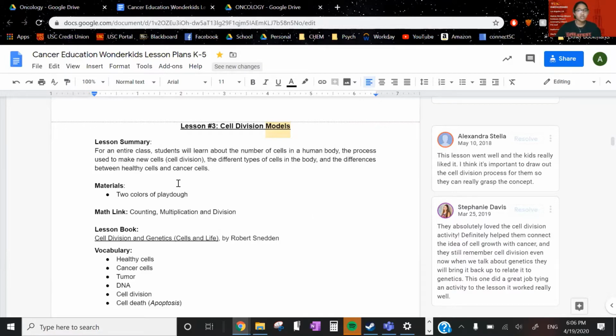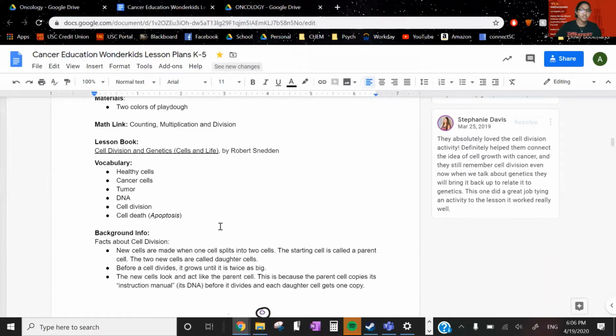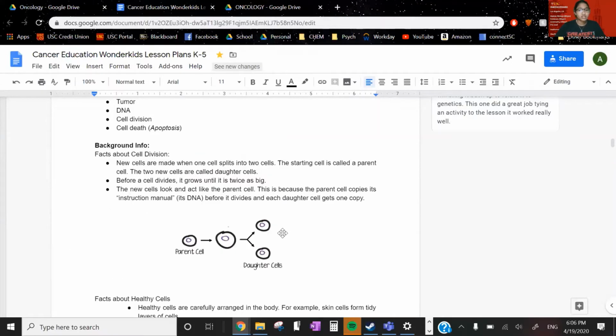So really your materials are just Play-Doh. You can use one or two different colors, it doesn't really matter. You may want to use one color for healthy cells and a second color if you want to show cancer cells, but you can just use one. It doesn't really make a difference. So the vocabulary we're going to go over is healthy cells, cancer cells, tumor, DNA, cell division, and cell death, also known as apoptosis.